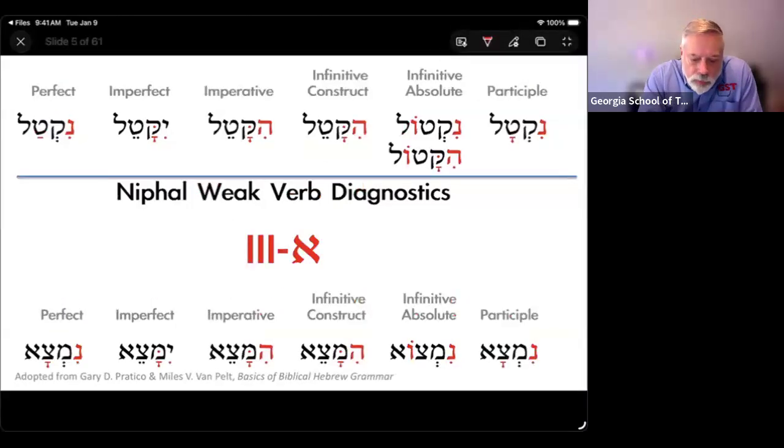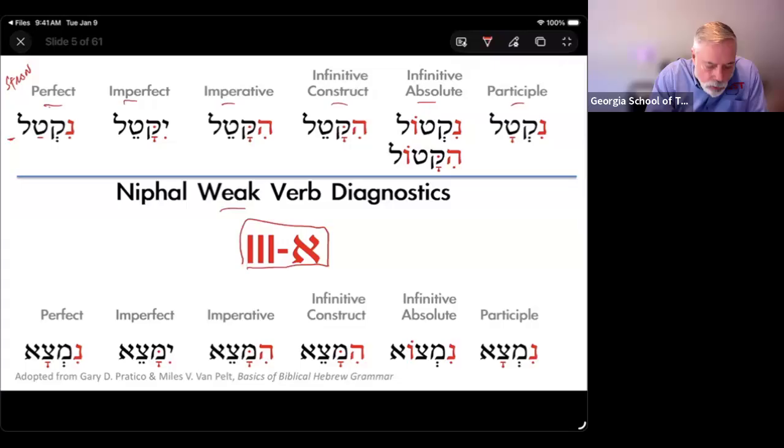Let's move to the Niphal weak. Now I'm going to maintain at the top here our Niphal strong. So our Niphal strong verbs are up here: the perfect form, the imperfect form, the imperative, infinitive construct, infinitive absolute, participle. And then we're going to look at the Niphal weak verbs. We're going to start with the third hey. And so the third hey, here we go, third hey.